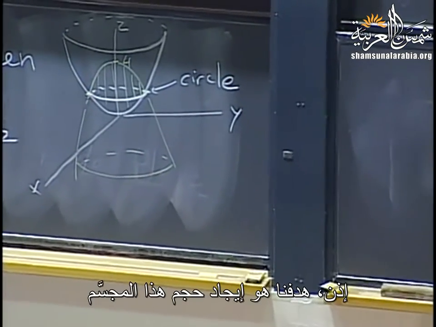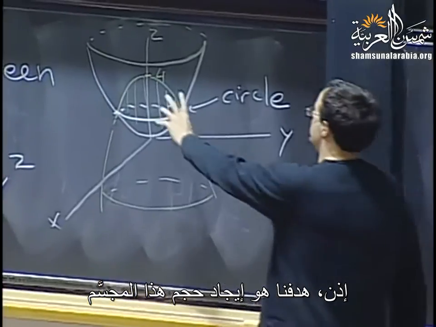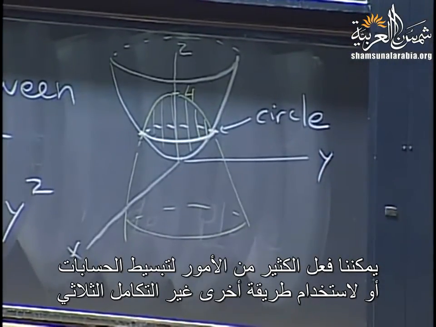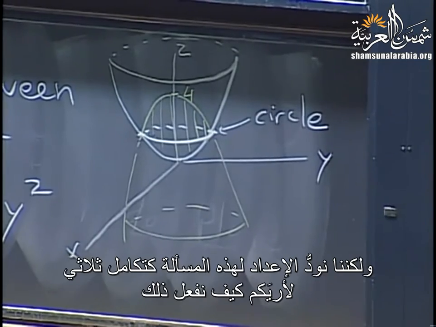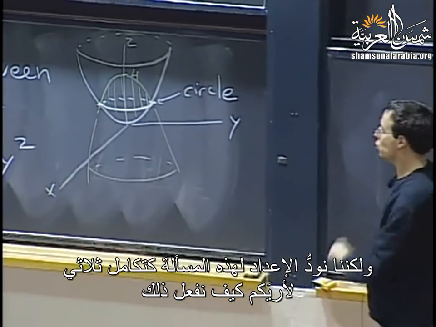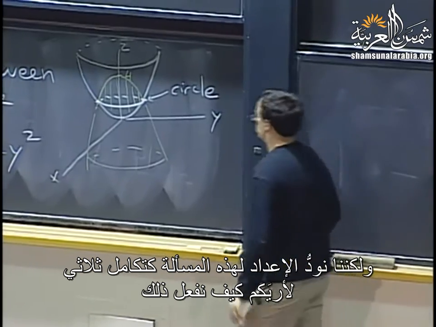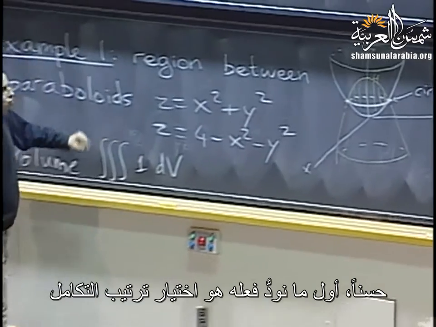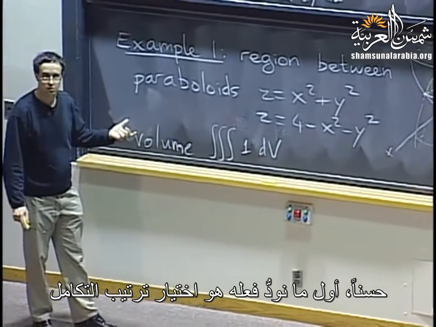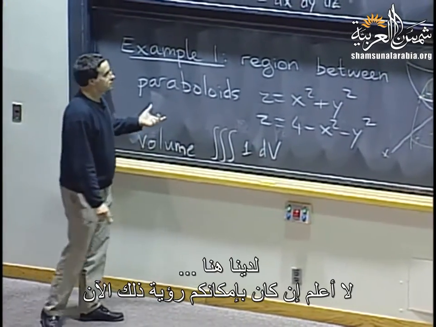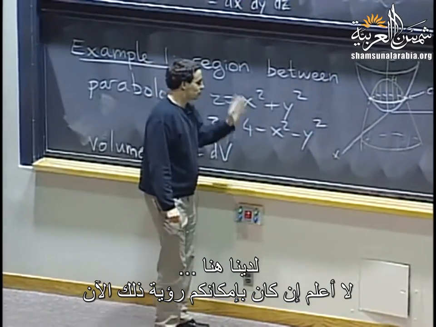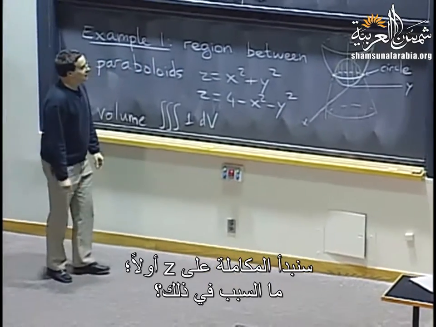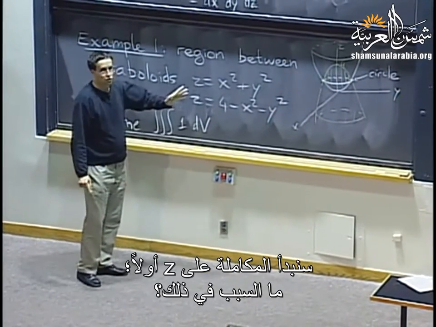Okay? So our goal is to find the volume of this thing, and there's lots of things I could do to simplify the calculation, or even not do it as a triple integral at all, but I want to actually set it up as a triple integral just to show how we do that. So the first thing we need to do is choose an order of integration. I don't know if you can see it yet, but hopefully soon that will be intuitive to you. I claim that I would like to start by integrating first over z.